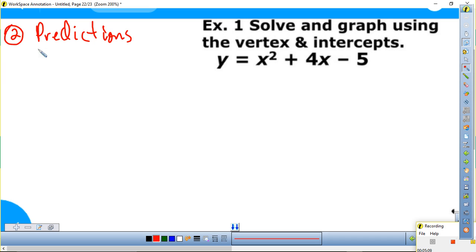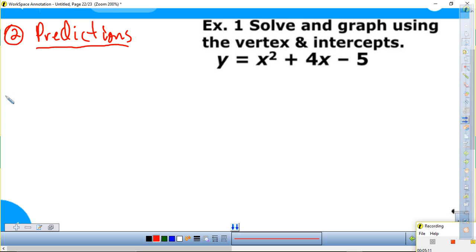We're going to use just information that's given and that's obvious to have a prediction as to what our parabola is going to look like. So first of all, by looking at this equation, tell your neighbor what is obvious information given from here. Go. It's going to be a happy face. It's going to be a smiley.